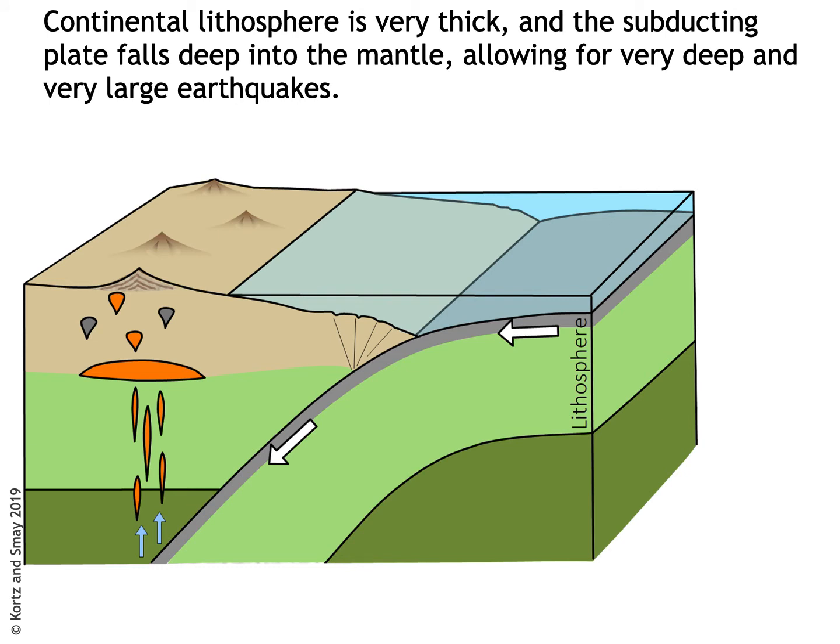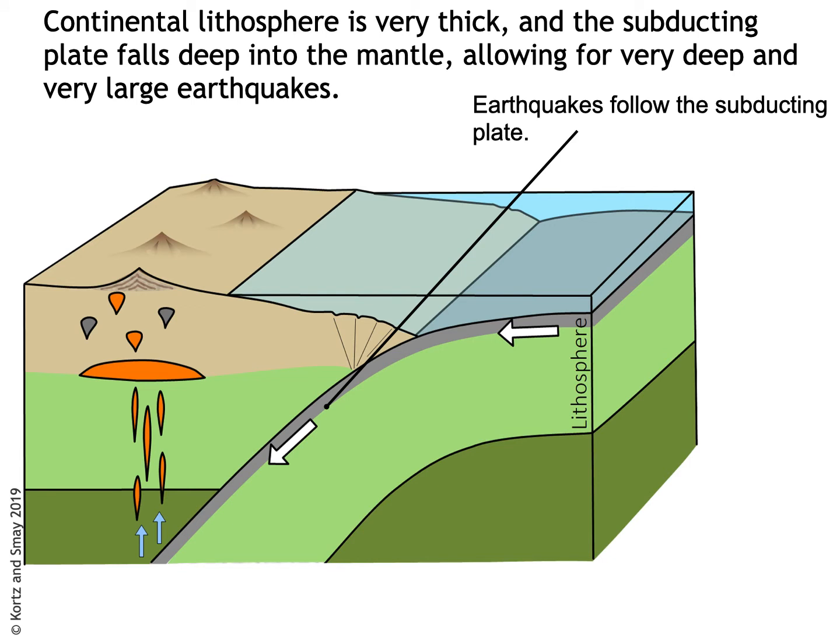Continental lithosphere is the thickest type, and the subducting plate falls deep into the mantle, and what this means is there's a really big area for earthquakes to occur. So we get very deep earthquakes, up to 700 kilometers below the surface. That's a hard one to picture. And also the earthquakes can be very large, releasing a huge amount of energy. So the largest earthquakes we know of have all been produced in this kind of plate boundary.